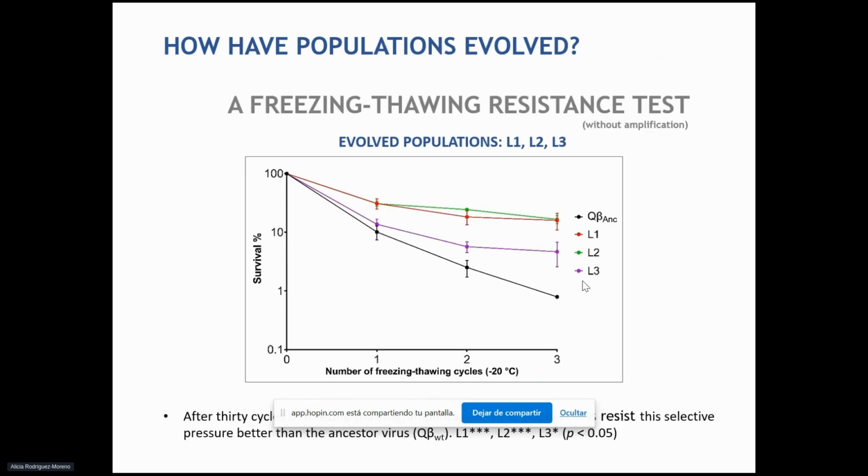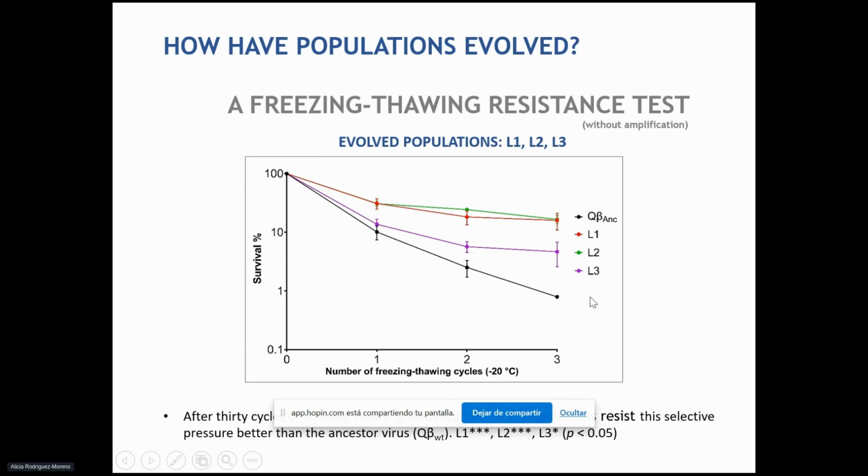So, firstly, to check whether or not these populations had adapted to the new condition, we performed a freezing-thawing resistance test. In this case, we took a part of the evolved populations, of the 30 transfers, L1, L2, and L3, and the ancestor, and we froze and thawed during 3 consecutive cycles without amplification in between. And as you can see here in the third, we found that the 3 populations have adapted. L1 and L2 much better than L3, but L3 is still significant.